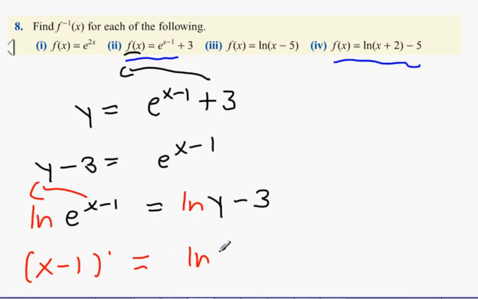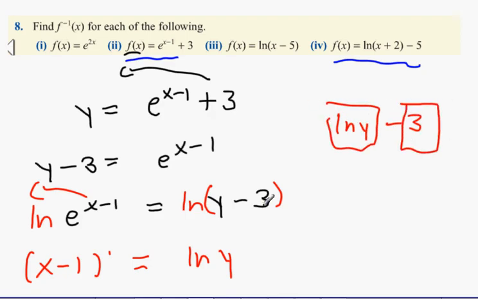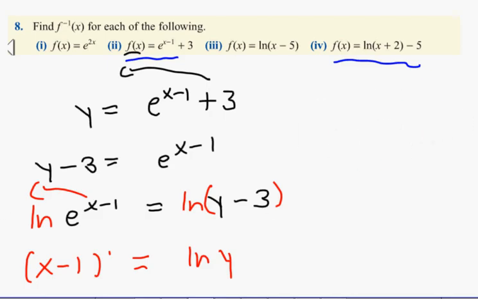And now we're going to get ln y. Now, this is ln of y minus 3 in brackets. ln y followed by minus 3 is 2 separate numbers. However, ln bracket y minus 3 is considered to be one number. Please make sure of your bracketing in these questions.